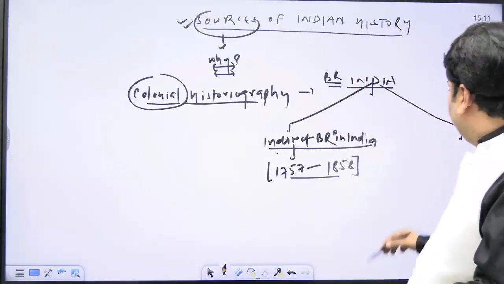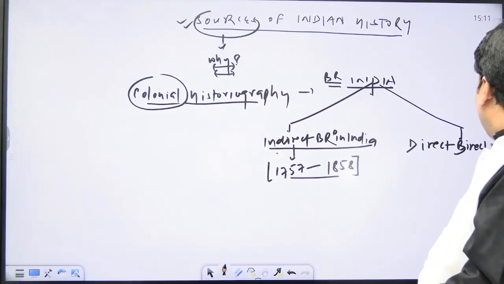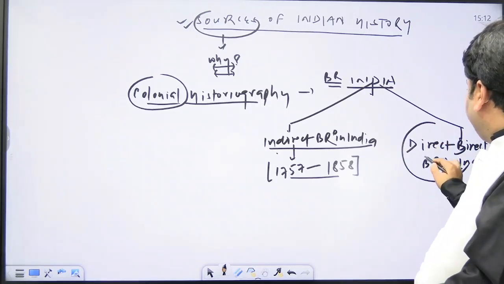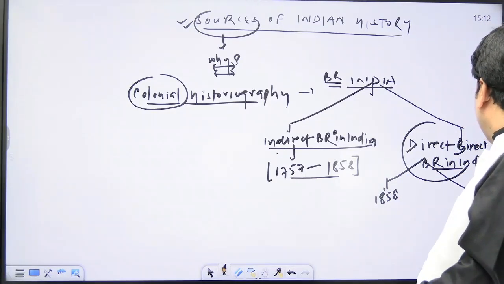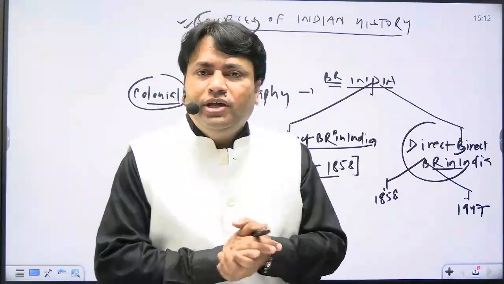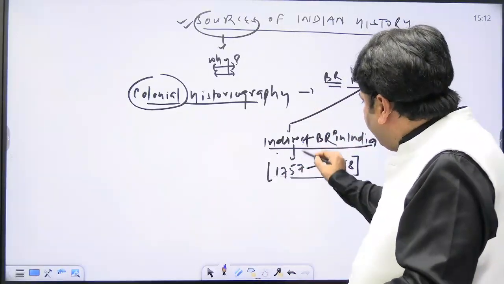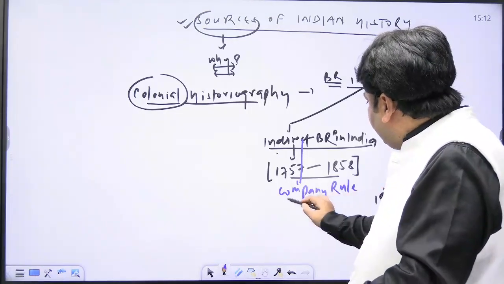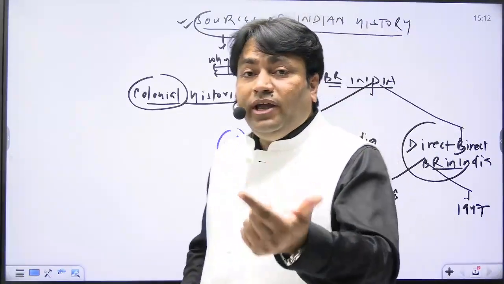And the second is the phase of direct British rule in India, and this phase is from 1858 to 1947. The indirect British rule phase is also called company rule in India. It means we are talking about the East India Company, which was a ruling company.